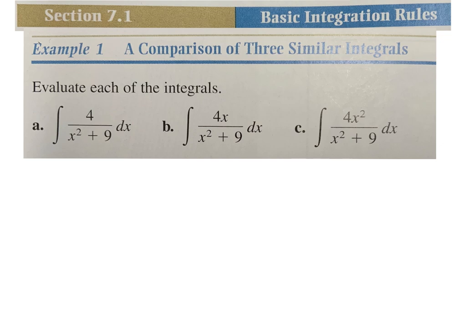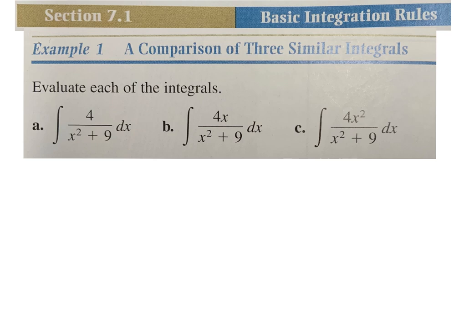The first one is 4 over x squared plus 9. Then we have 4x over x squared plus 9, and then we have 4x squared over x squared plus 9. And it seems like it wouldn't be that big of a deal, but it makes a huge difference. For the first one, we look at it and we can't use substitution. Why not?